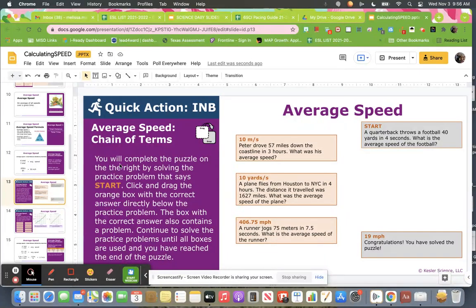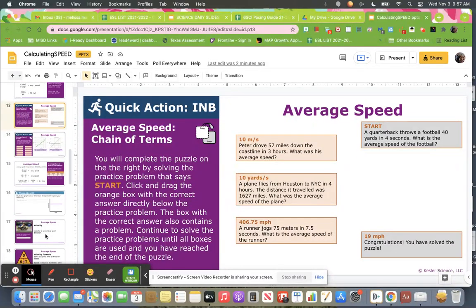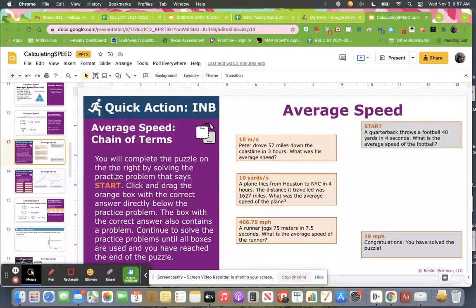This is a chain of terms activity. You're going to work on this one and this slide, and we will go back over these two in person. I'm not going to do it in the video because I want to get through some more slides. You're going to complete the puzzle on the right by solving the practice problem that says start. Click and drag the orange box with the correct answer directly below the practice problem.